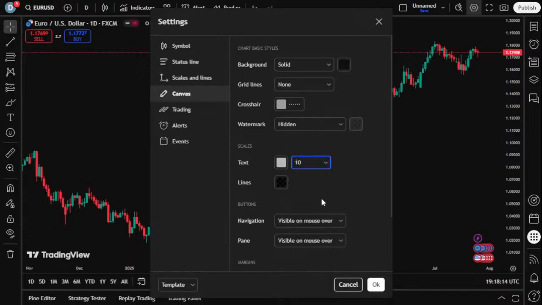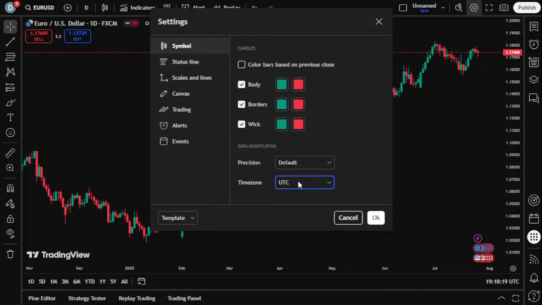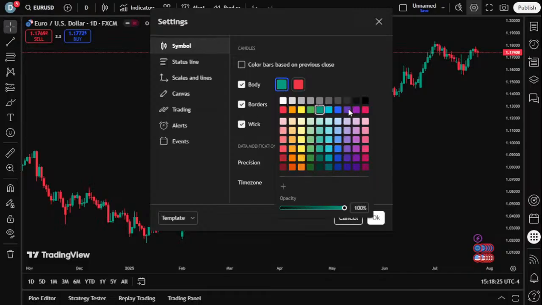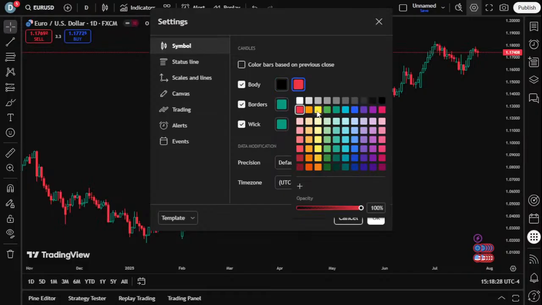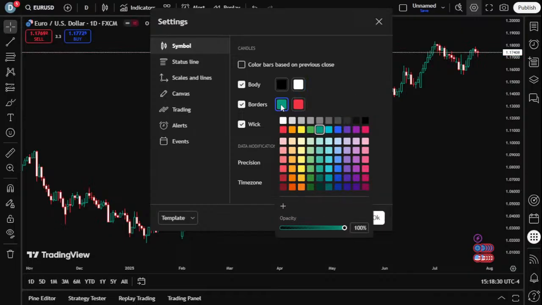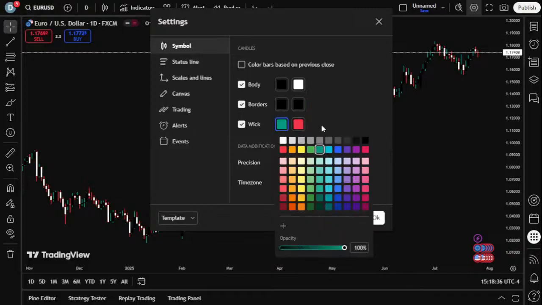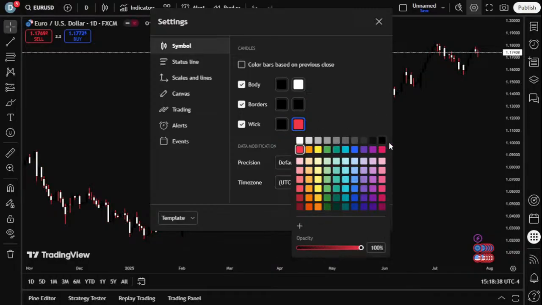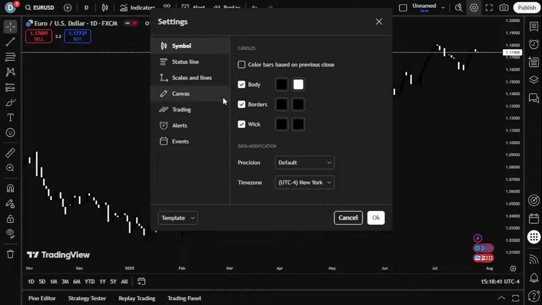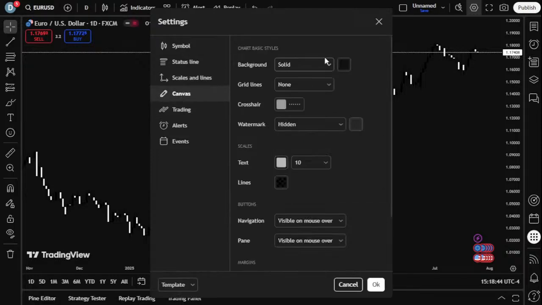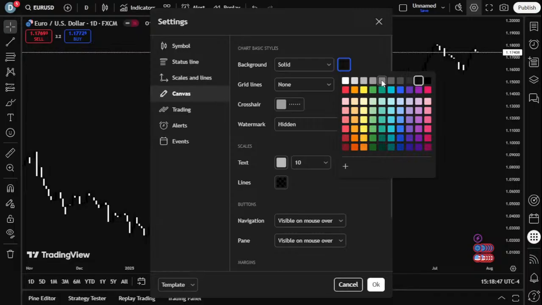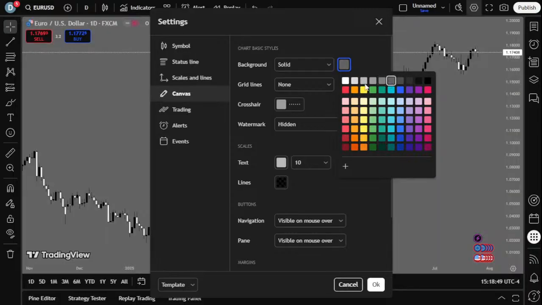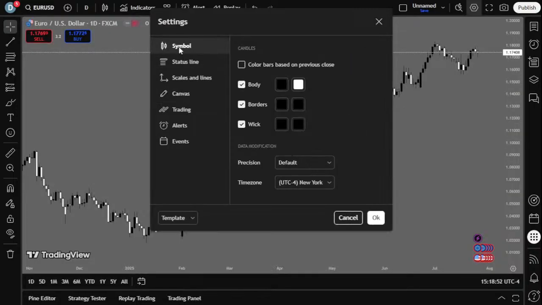Scales, drop that to 10. You can see a bit more data on screen and you come up here. Time zone, New York time, as always. Then bodies of this, black, white, black, black. I'm gonna have to change the background color because it's almost impossible to see these properly. So you go back to canvas, solid, and then you click something lighter. Ooh, that's nice. It's easier on my eyes.